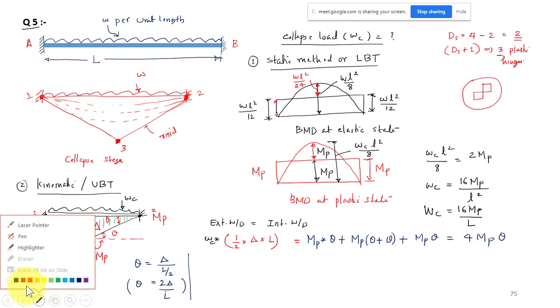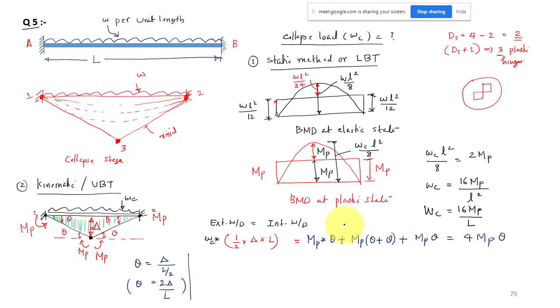So finally this is the internal work done. MP into theta here, MP into theta here, and physically you can see that at that junction we have a rotation, so it cannot be MP into 0. That is logically wrong. At that section we have some plastic moment MP and there is a rotation theta. So that is the internal work done, MP into theta plus MP into theta. Finally we have 4 MP theta, and now we can take this condition.